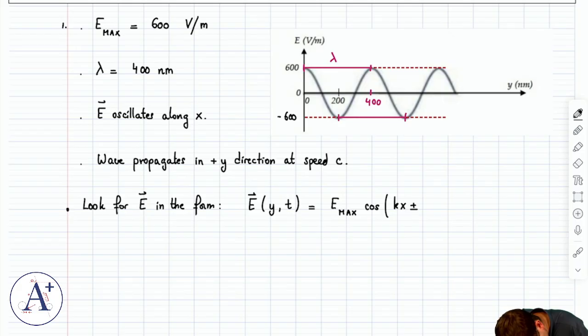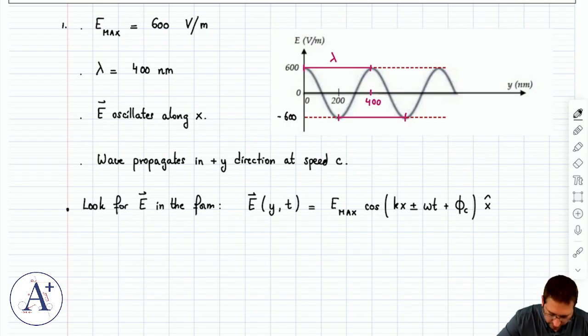Cosine kx plus or minus omega t plus phi sub c, x hat, or I hat, whatever. Call it I hat to be consistent, because x is the direction along which E oscillates. Okay, well, can we find k? Sure, we can find k.